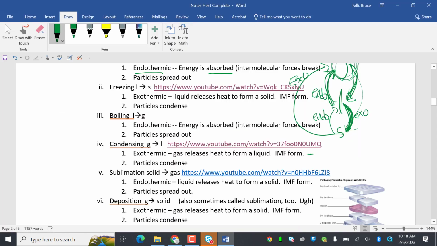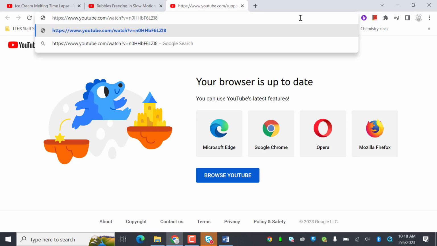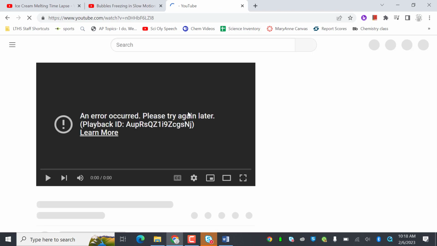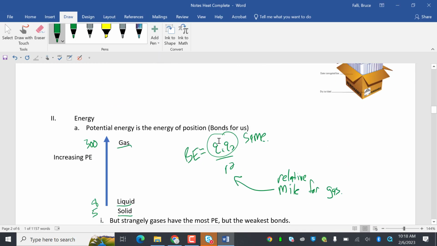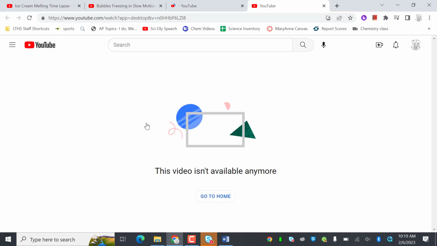Oh, you dirty dog. It did it to me again. Why does it tell me my browser's got issues? So then that means we don't get to see sublimation. I'll try it one more time. It's still thinking. I got a red YouTube video, it's not available. To which case I will say, toodles. Bye.